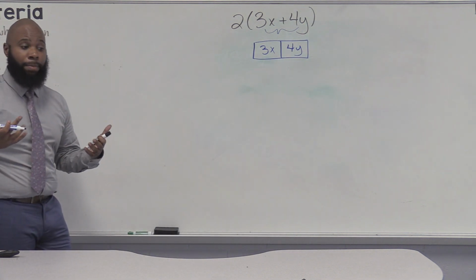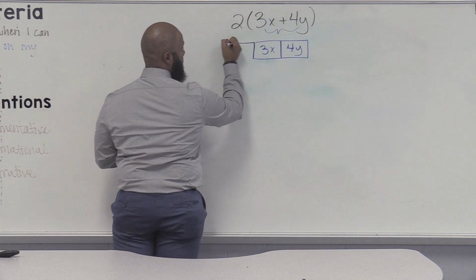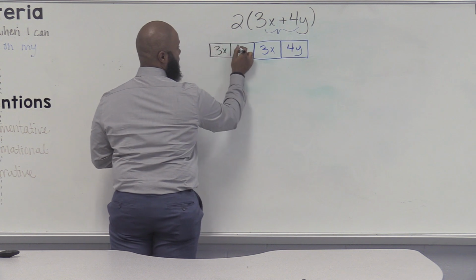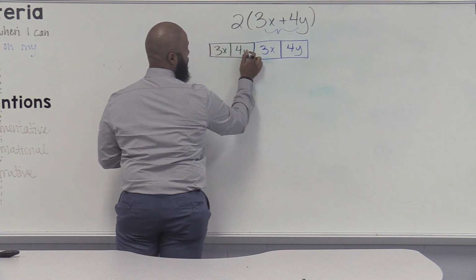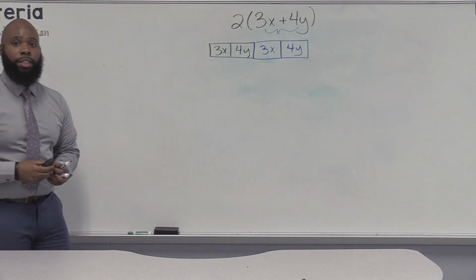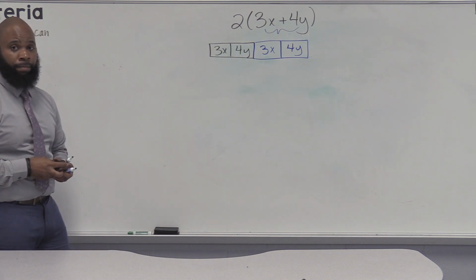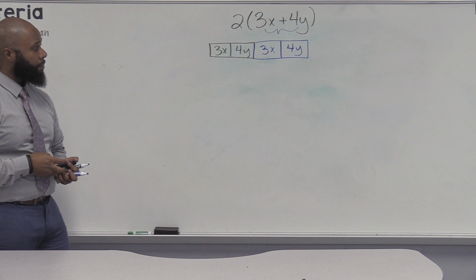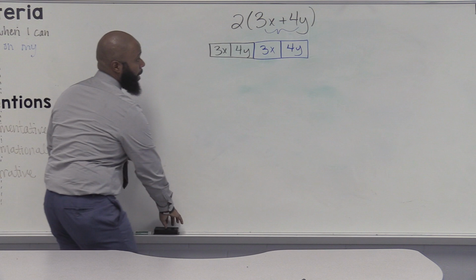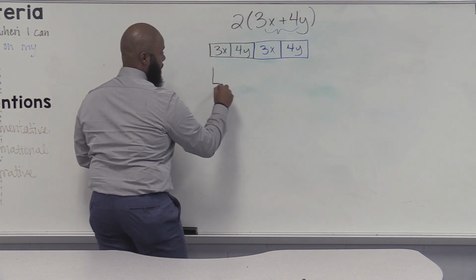Now we know we have to double it, so I'm going to have 2 of them. So I'm going to show my double. 3x, 4y. So now I've doubled it. So are there any terms we can rearrange and combine? Yes, so I know that I can rearrange this tape diagram to look like this.